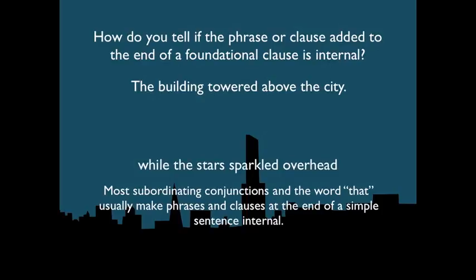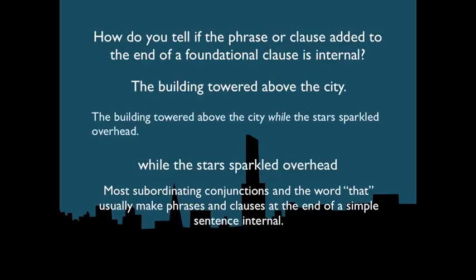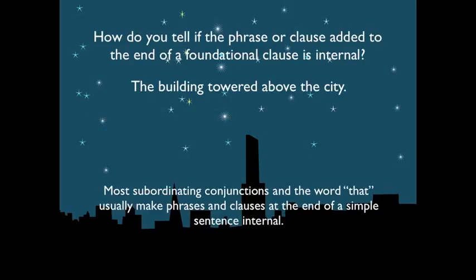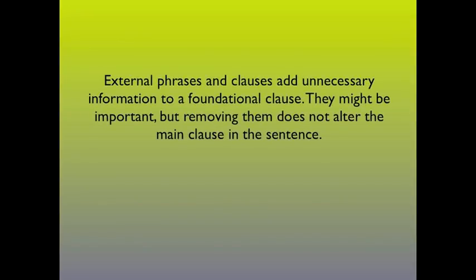Let's try it with a subordinating conjunction. While the stars sparkled overhead. The building towered above the city while the stars sparkled overhead. So again, the subordinating conjunction removed the need for a comma. One more time. This time we're going to add an additional little phrase, but we're going to treat it like an answer. The building towered above the city when? At night. So again, because it's kind of like an answer, we don't need a comma. So hopefully we now feel comfortable with phrases and dependent clauses when they're internal.